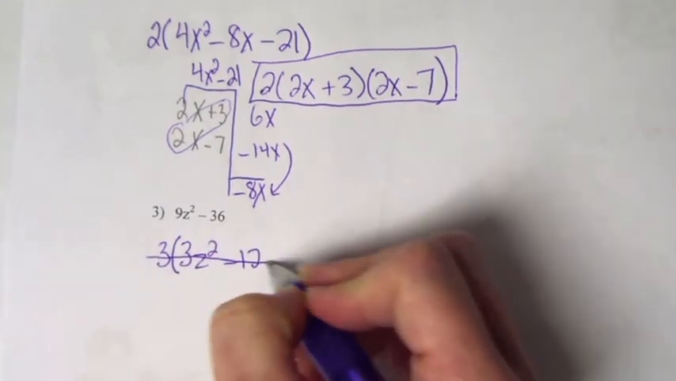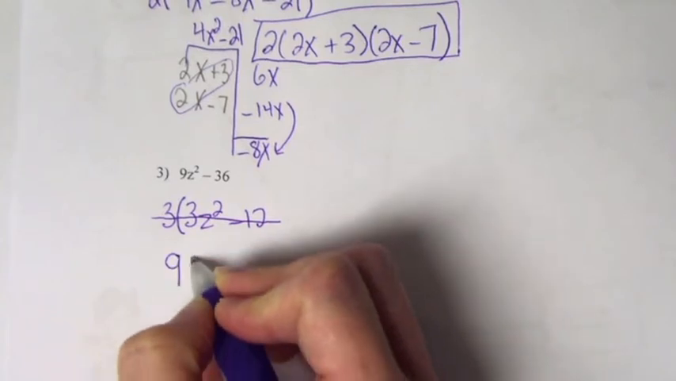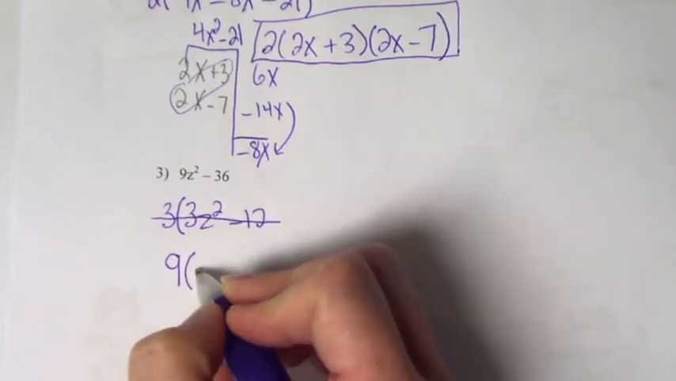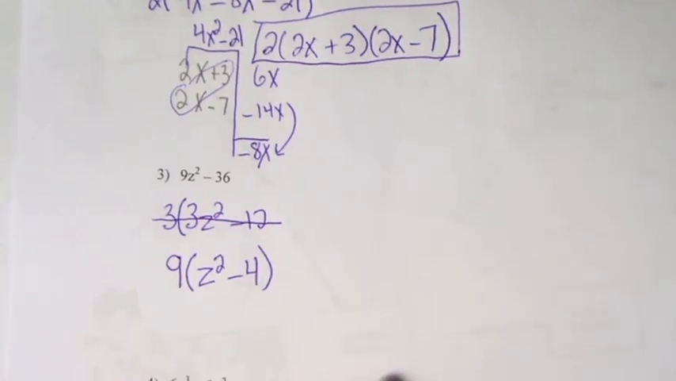No, I'm sorry, we're not factoring out a 3. I apologize for that mistake. We are factoring out a 9. That will make a lot more sense. So then we're left with z squared minus 4. Okay, so I factored out a 9. That leaves us 9 times z squared minus 4.